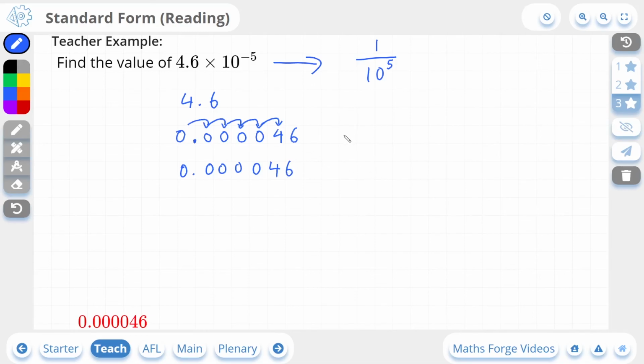So doing it this way is quicker, but you have to commit to memory that the negative index causes all of the place values to move to the right, and the actual number in the power tells you how many places they're moving by, which in this case was 5. And that's it for our lesson on reading standard form.